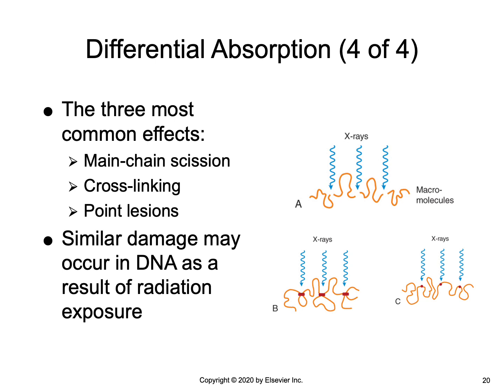Finally, because the human body is about 80% water, irradiation of water, which is the interactions between X-ray photons and water molecules, can create harmful free radicals that then indirectly damage molecules and cells. If you look at figure 7-8 here, it shows damage to macromolecules. The three most common effects of X-ray photon damage to the macromolecules are the main chain scission, the cross-linking, and the point lesions.